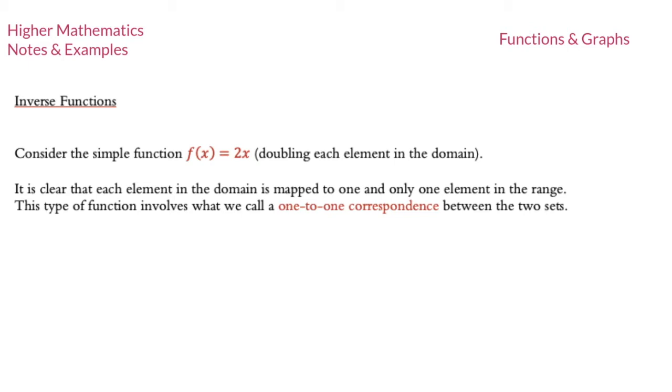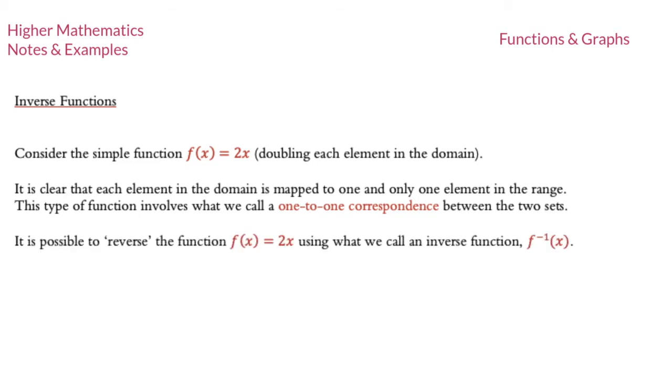If we have a one-to-one correspondence between two sets, the domain and the range, then we can ask the question, is it possible to reverse this process, to reverse this function? Is there a function, which we'll call f to the minus 1 of x, which would be an inverse function? Now, what might be a function to reverse doubling? You might, of course, see that the answer is dividing by 2. So the inverse of f of x equals 2x would actually be the function f of x equals a half x. I'm going to look at how we can find that inverse function using a very simple technique.